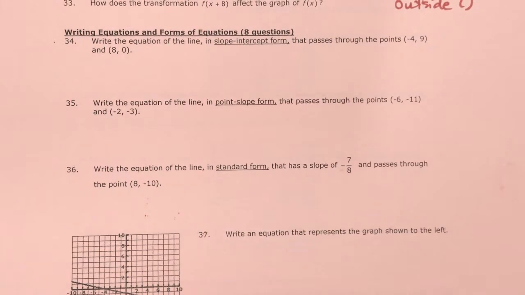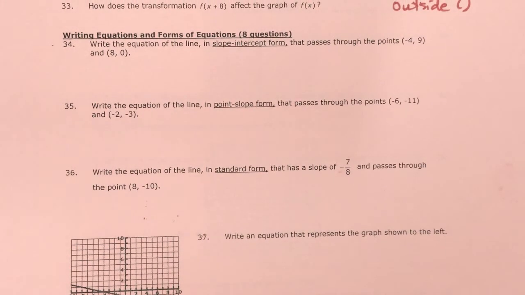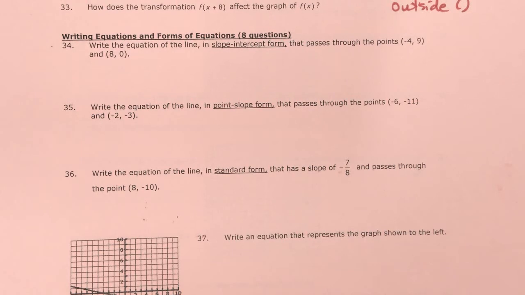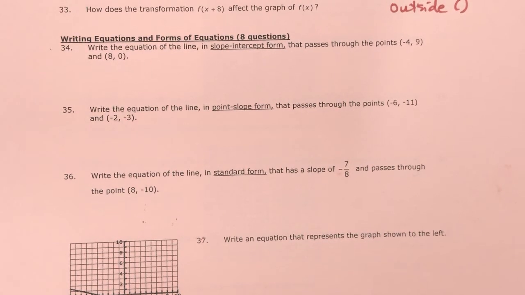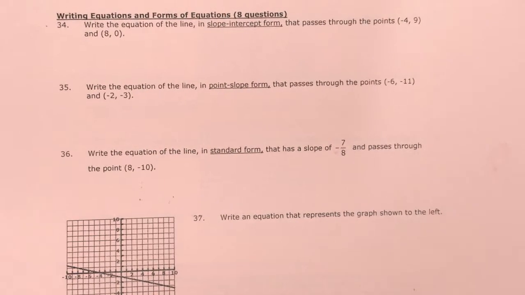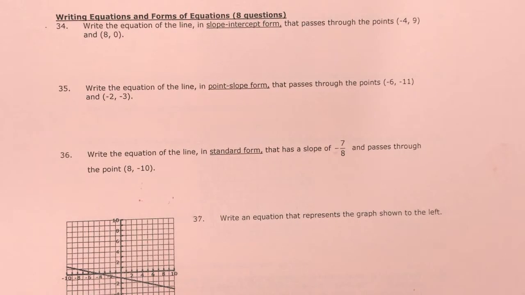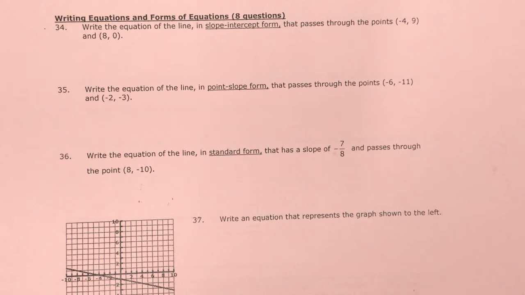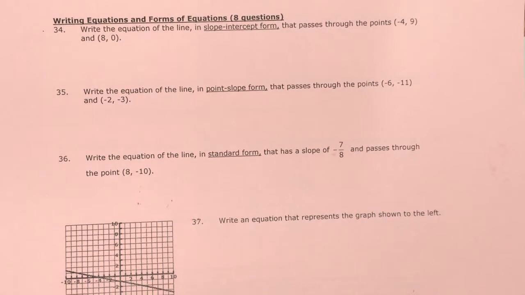All right, so this is the writing equations and forms of equations section on your review. I'm going to be honest with you, this is huge. It's huge and it's a lot, okay? It's a lot of the stuff that was on that Unit 1-5 test that was so hard. But the reason it's hard is because there's just a lot to focus on. So I kind of did a little summary of the stuff that you're going to see.